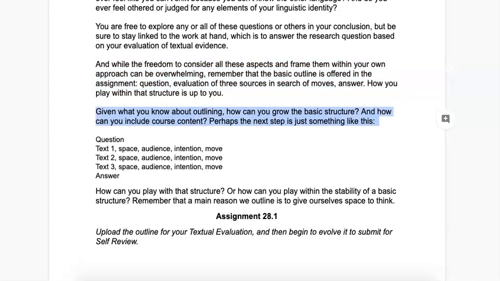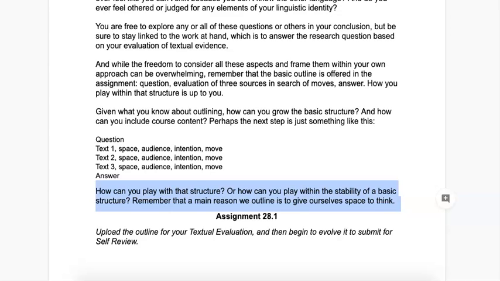Given what you know about outlining, how can you grow the basic structure? And how can you include course content? Perhaps the next step is just something like this. Question: text 1, space, audience, intention, move. Text 2, space, audience, intention, move. Text 3, space, audience, intention, move. And the answer. How can you play with that structure?